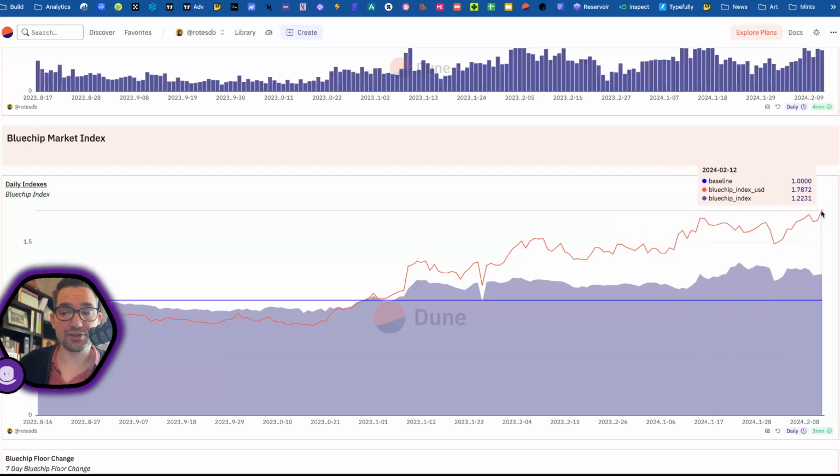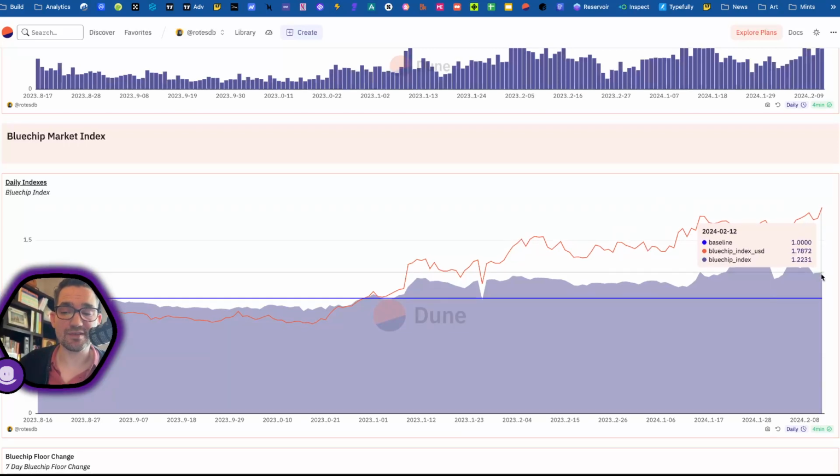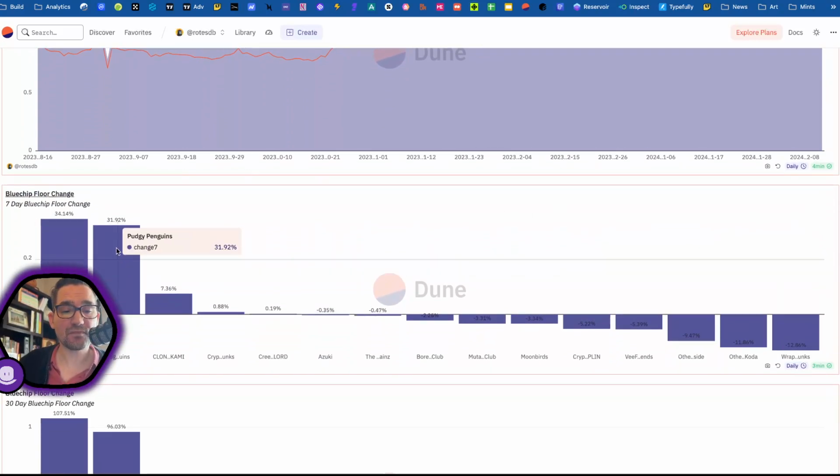Blue chip index, really strong in terms of USD value, up 78% over the last 6 months. And then in ETH terms, up 22%. A lot of that is Pudgy driven, as well as Doodles. Last week, Doodles leading the way at 34% increase. Pudgy's at 32%. Doodles, I had a target for them to get back down to that 2 ETH range, and I thought that was a really nice entry for them. They didn't quite get there. I think it was down to about 2.2, and then have seen this really big run. We're gonna dig into the Doodles chart here in a bit just to analyze it, as well as the Pudgy. I think both of them are quite interesting right now.